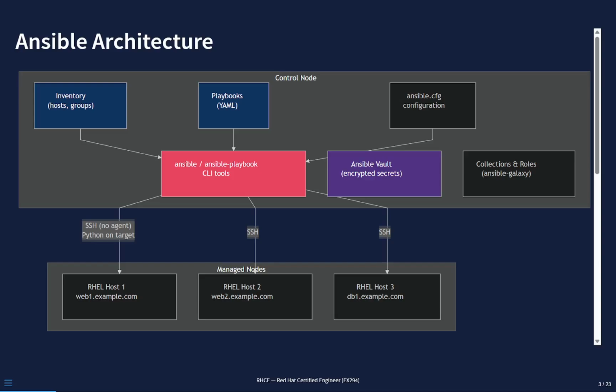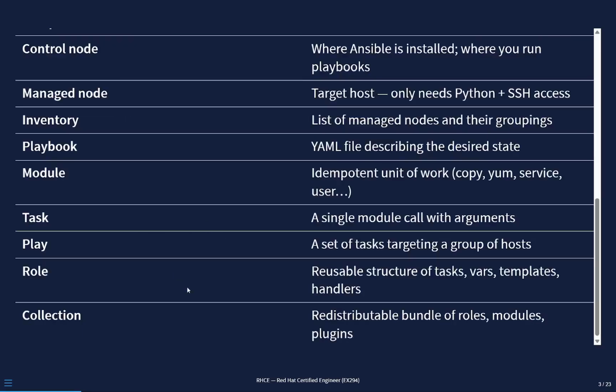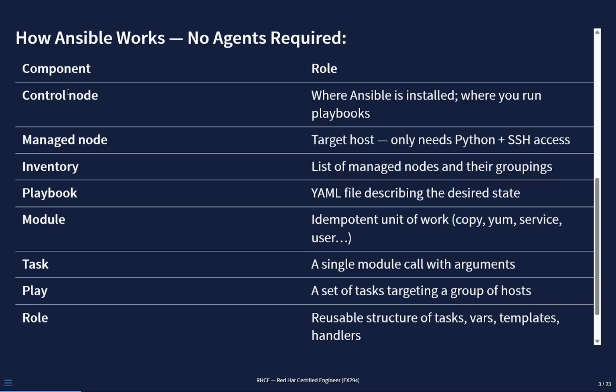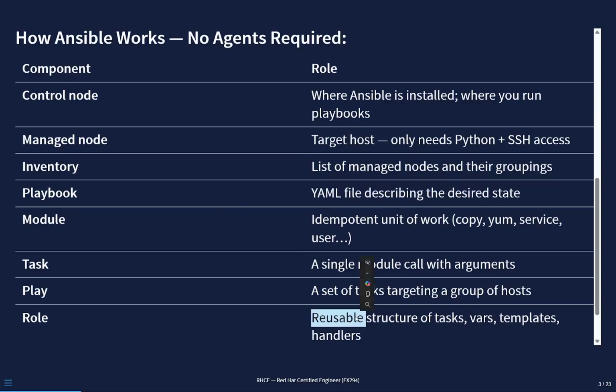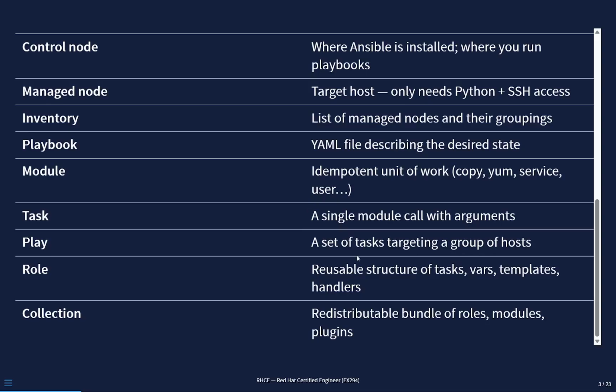Look at the component table at the bottom. Memorize these definitions. A module is an idempotent unit of work. A task is a single module call with arguments. A play is a set of tasks targeting a group of hosts. A playbook is a file containing 1 or more plays. A role is a reusable structure of tasks, variables, templates, and handlers. A collection is a redistributable bundle of roles, modules, and plugins.